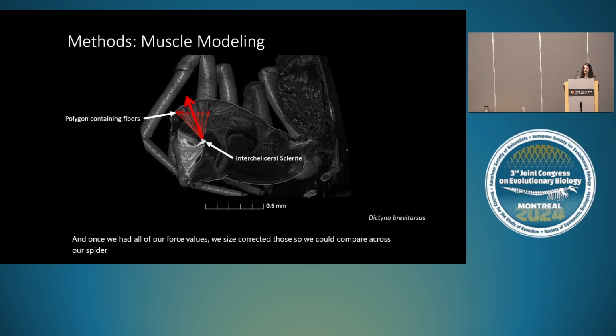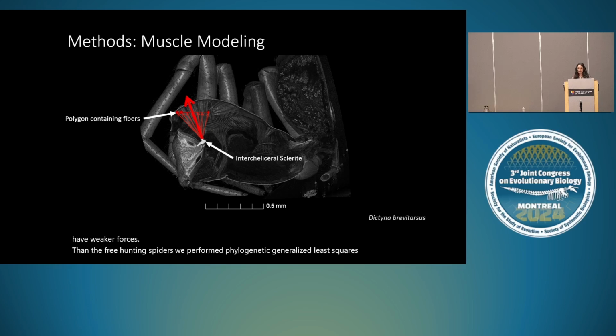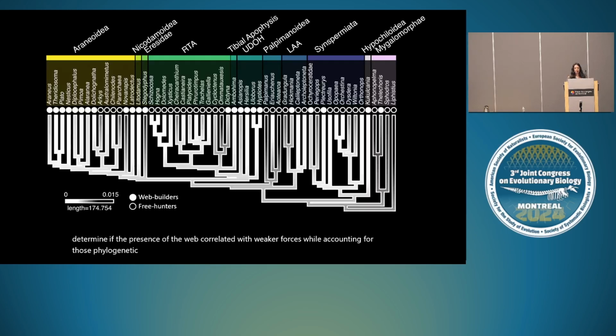So to test these hypotheses, that the web-building spiders were going to have weaker forces than the free-hunting spiders, we performed phylogenetic generalized least squares to determine if the presence of the web correlated with weaker forces while accounting for those phylogenetic relationships. And what we ended up finding is that there is a correlation where we do see web building seems to correlate with weaker forces.